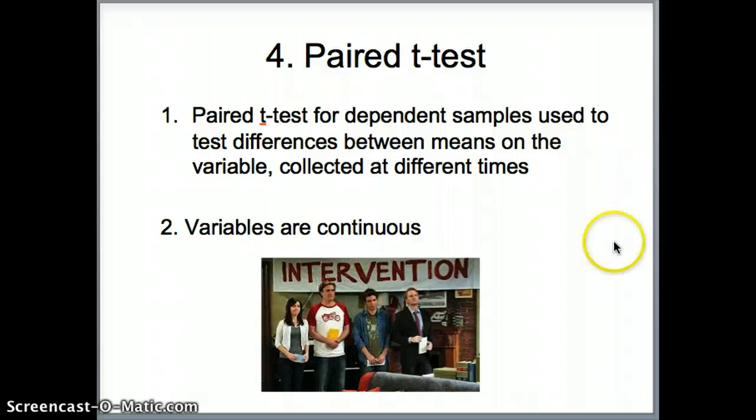And I have a little intervention here. If you're a fan of How I Met Your Mother, you might recognize the intervention they had planned for Robin. But intervention is a good example.